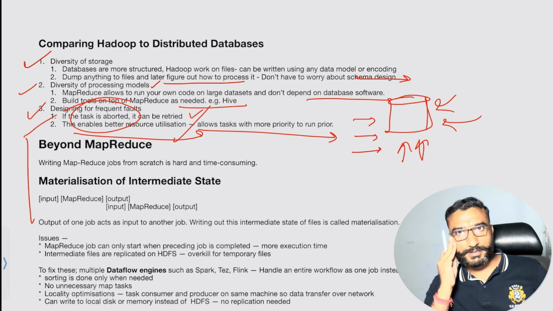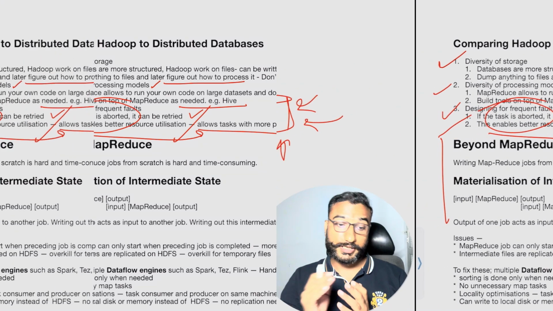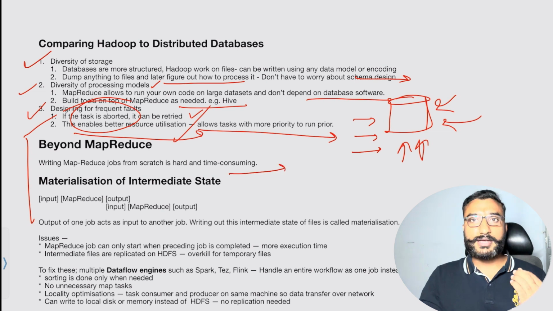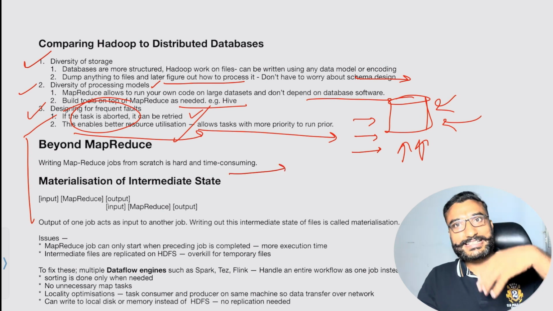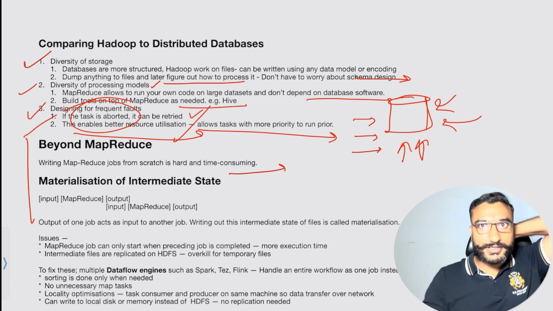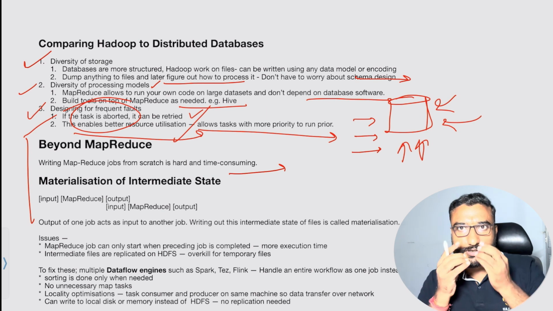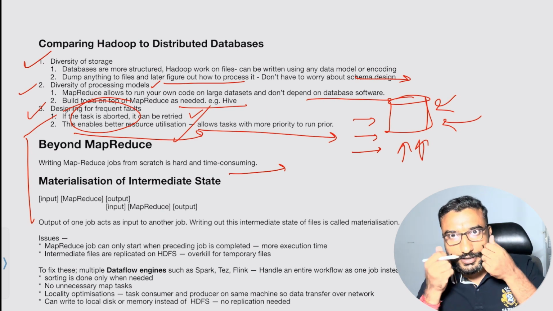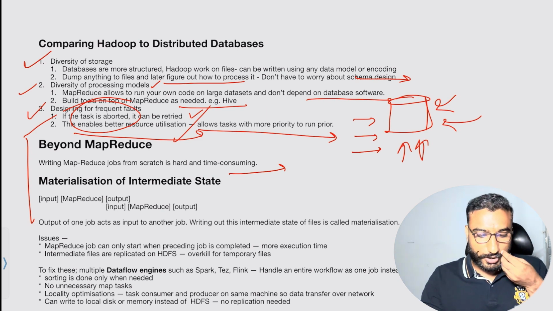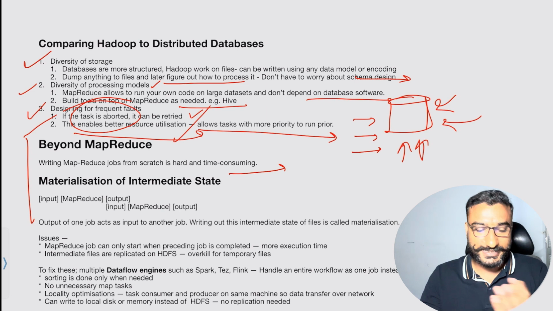Okay, so there are some problems with MapReduce that we will discuss, and then the solutions to them. Writing MapReduce jobs from scratch is hard and time consuming. Why? Because it gives you a lot of flexibility: you can write your own mapper, your own reducer, and your own logic however you want to process your data. But this also brings churn, because you have to do a lot of work, it's time consuming, and it requires expertise.